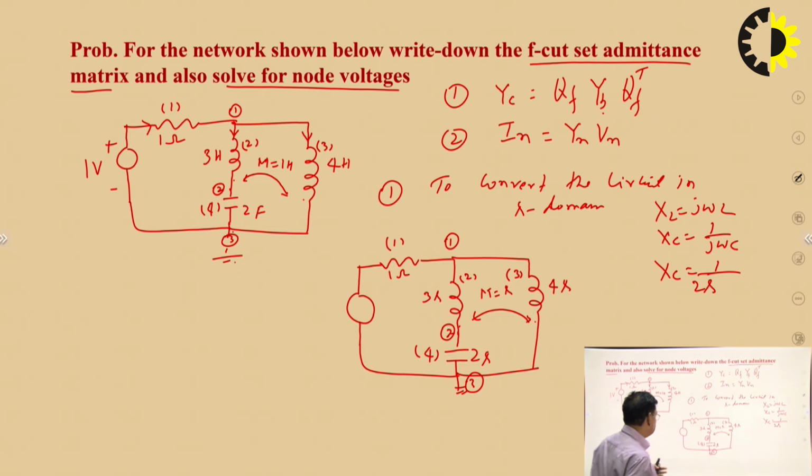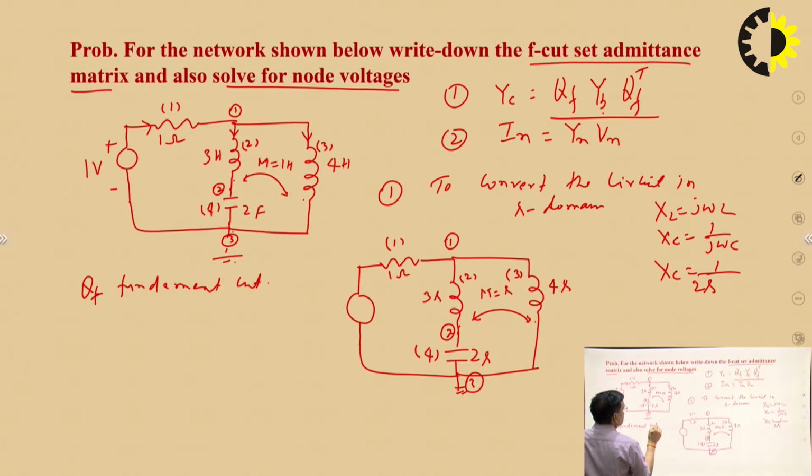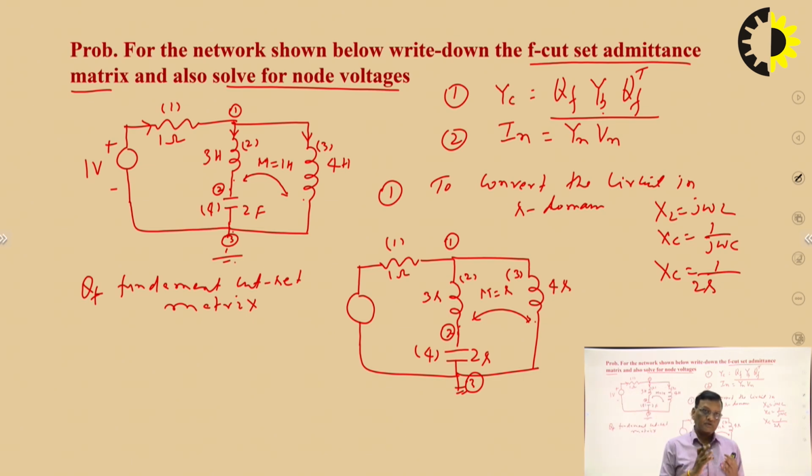So first you have to convert this circuit into S domain if the values are in Henry, farad and ohm. Second step is you have to find this one. For this we need QF. What is QF? QF is the fundamental cut set matrix. The fundamental cut set matrix is applicable to a tree of a graph. So first you have to draw the oriented graph and take a tree. Now the oriented graph is like this.